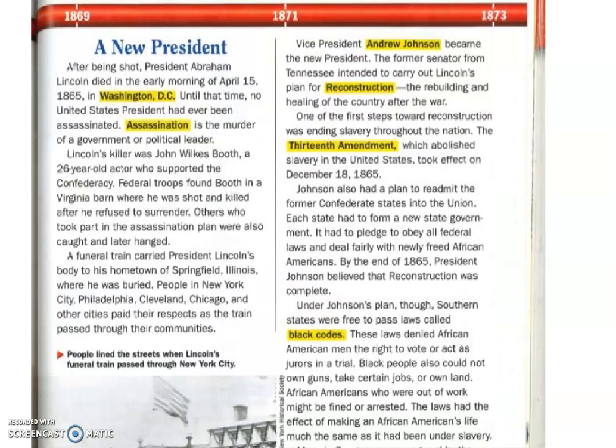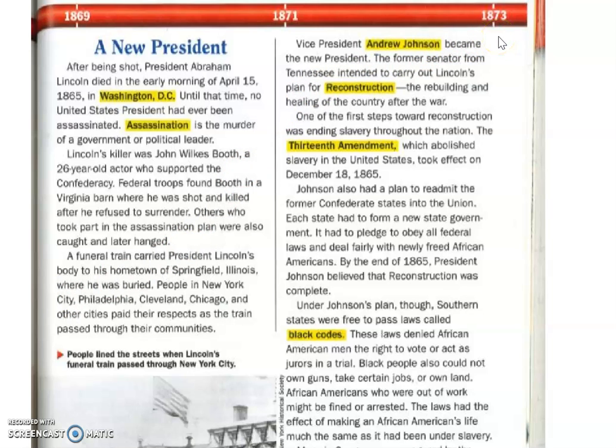Now, I think it's important to talk about his assassination and how many people were hurt and how many people played a role in the assassination plan, because that tells you how emotional everybody was. So when Andrew Johnson wanted to carry out Lincoln's plan, they were already very upset because Lincoln was assassinated. So Vice President Andrew Johnson became the new president.